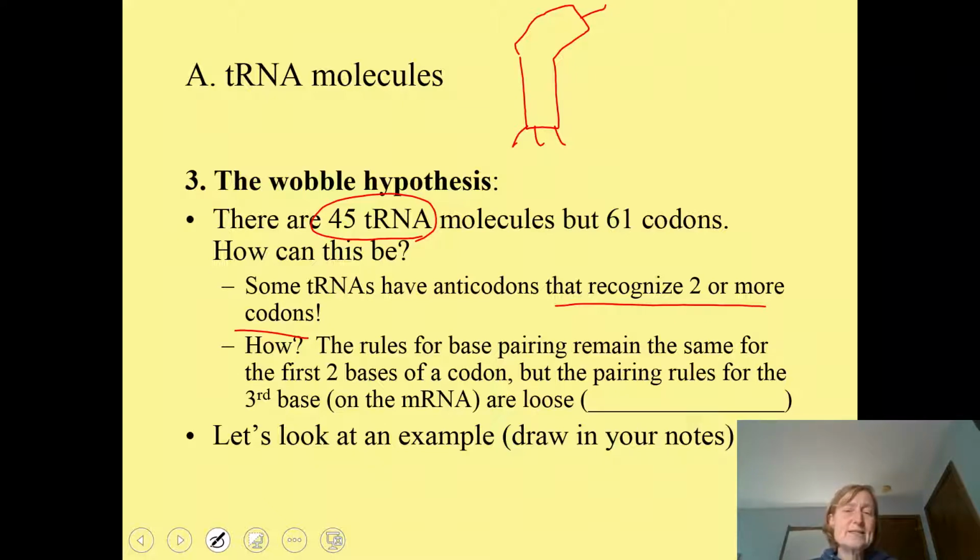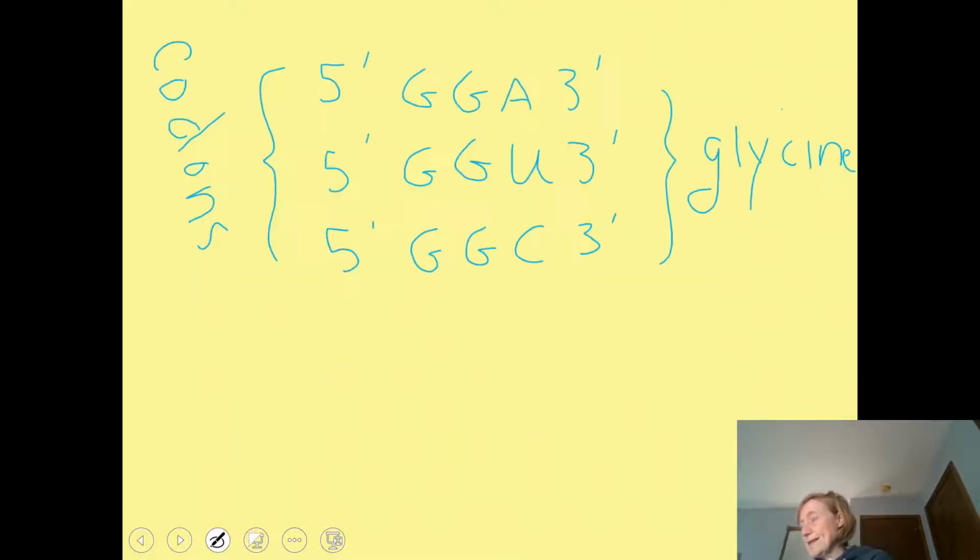The rules for base pairing remain the same for the first 2 bases of a codon, but the pairing rules for the 3rd base on the mRNA molecule are loose. There's some wobble in our base pairing. Let's show you an example. What I've written down here are 3 different codons: GGA, GGU, GGC. They're all running 5' to 3'. Each of these codons, if you go to that dictionary, codes for glycine.